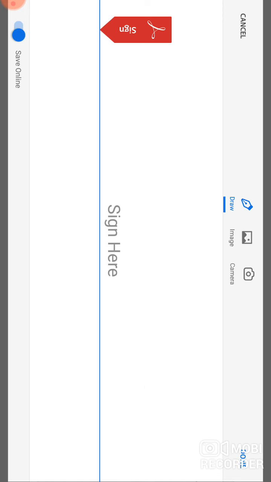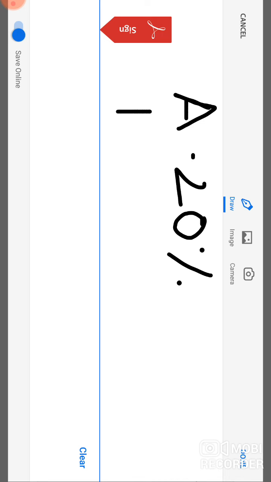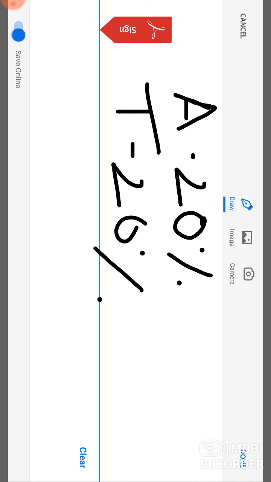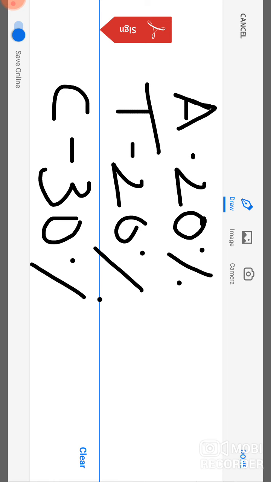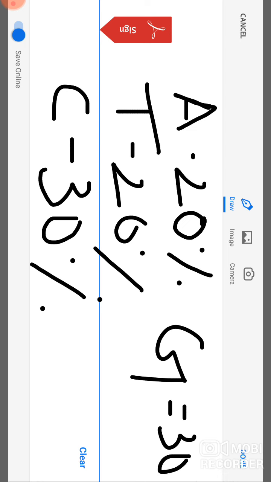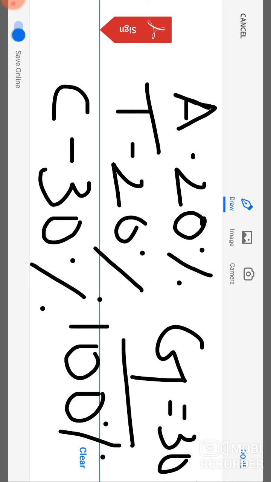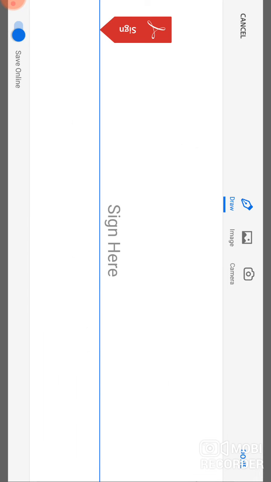So adenine is equal to 20%, thymine is equal to 20%, cytosine is equal to 30%, and guanine is equal to 30%. And if we add all this, 20 plus 20 is 40, and 30 plus 30 is 60, together 100%. I think the concept will be clear.